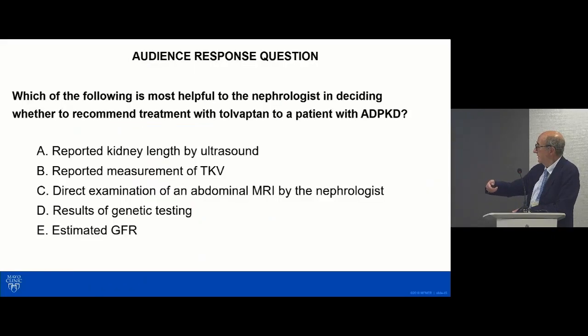And I think that's the thing, and here go 2 questions. The first question is, which of the following is most helpful to the nephrologist in deciding whether to recommend treatment with tolvaptan to a patient with ADPKD? Reported kidney length by ultrasound, reported measurement of total kidney volume, direct examination of an abdominal MRI by the nephrologist, results of genetic testing, and estimated GFR.